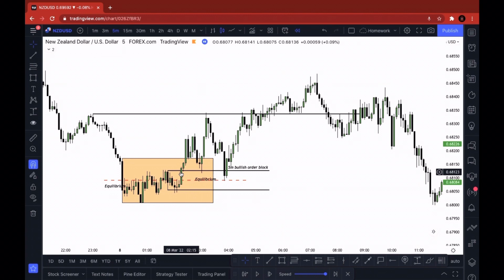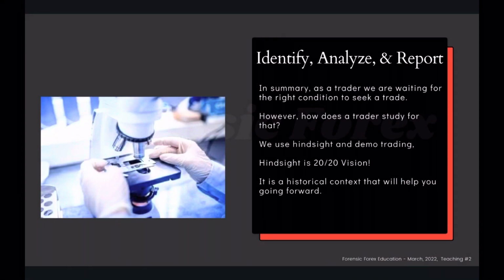So, with that being said, let's recap. In summary, as a trader, we are waiting for the right condition to seek a trade. However, how does a trader study for that? We use hindsight and demo trading, simply paper trading. Hindsight is 20/20 vision. It is historical context that will help you going forward. The examples that I used today were absolutely hindsight because what occurred is permanently in history.